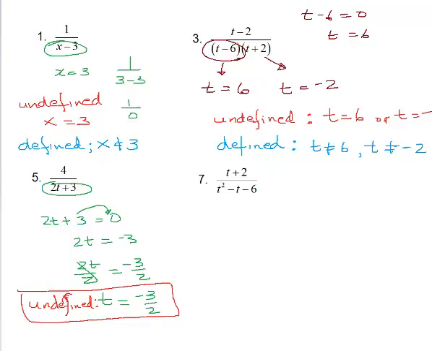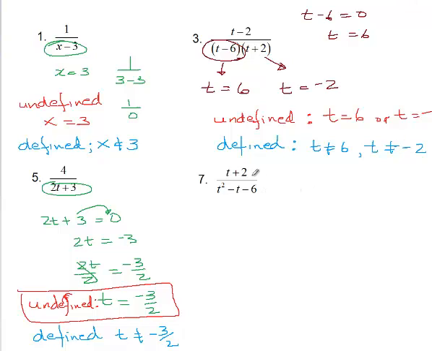Now, if we're asked for defined, then again, as I showed you above, if you're asked for what values are defined, in other words, every value but that, then we say t does not equal negative 3/2. So there's the answer in both undefined and defined modes.